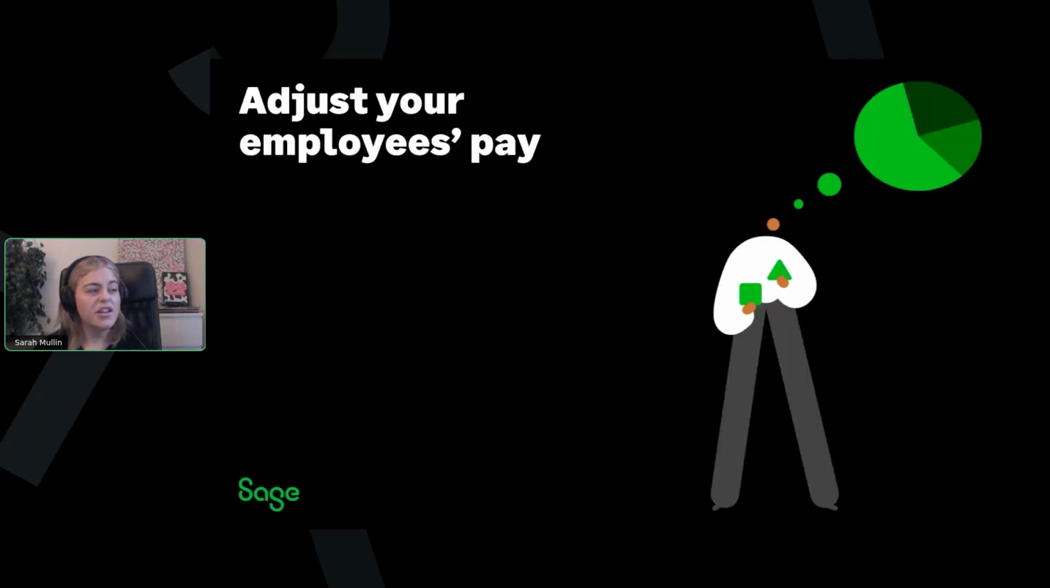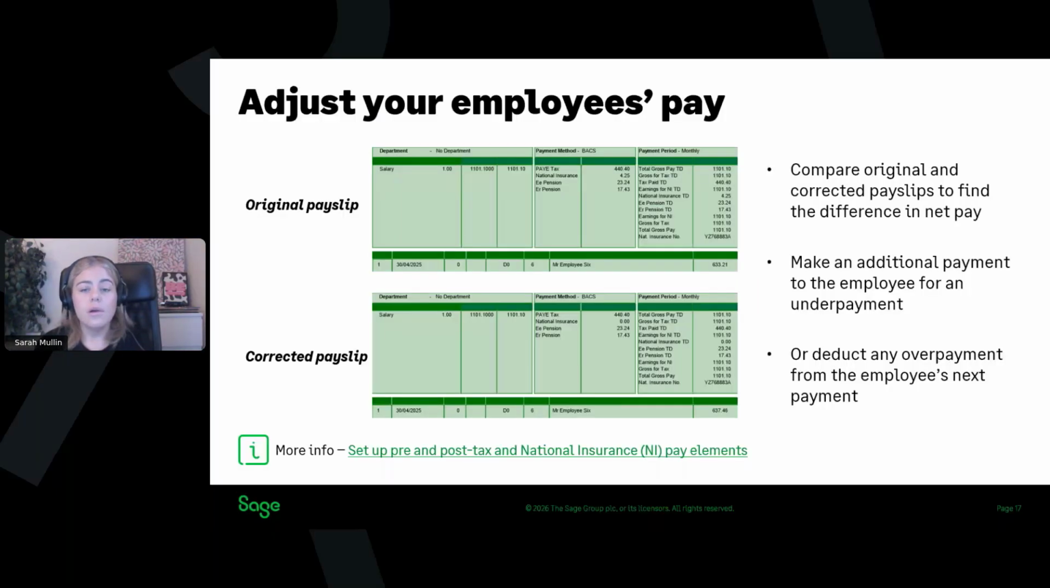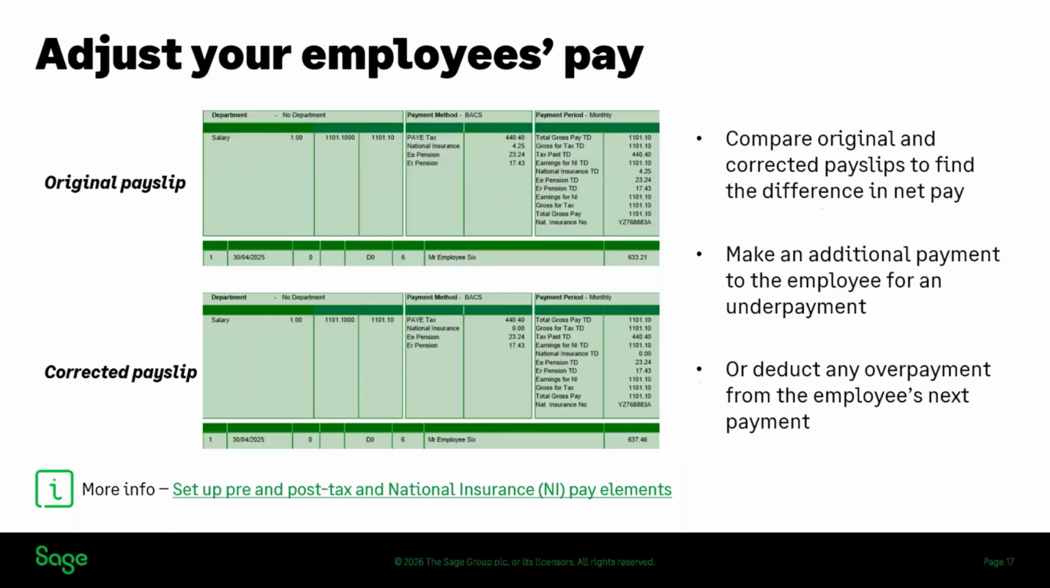We've made our corrections. To finish things off, I want to talk about some things to consider after you've actually made your correction. So it may be that you want to adjust your employee's pay on the next pay slip. So easiest way to do this is to compare the pay slip you saved before the correction to the new corrected pay slip. You simply then just find the difference in the net pay, and then you can make an additional payment or deduction for that amount. So I do just want to quickly bring the slides down one last time.